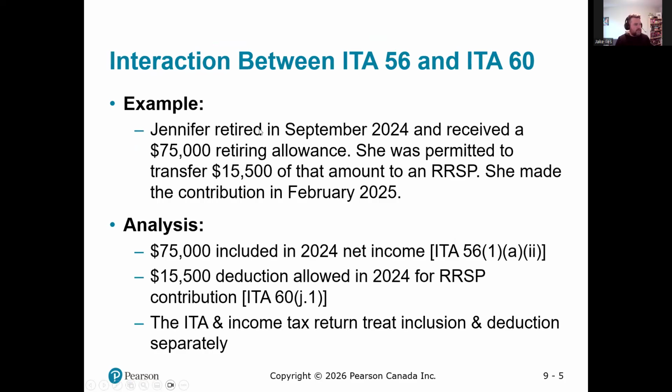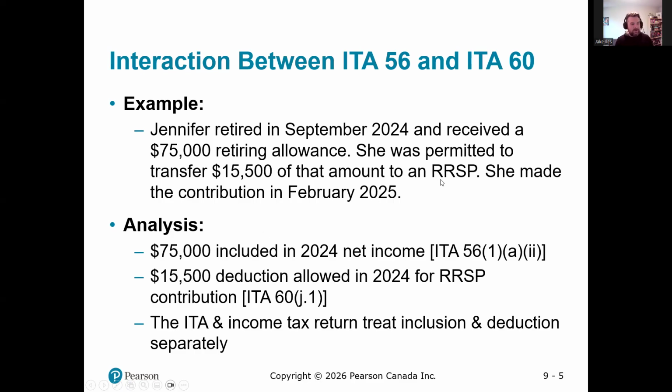So Jennifer retired in September 2024, received a $75,000 retiring allowance. She was permitted to transfer $15,500 of that amount to an RSP. She made the contribution in February of 2025. So in September 2024, $75,000 gets entirely included in income because of Tax Act Section 56. The $15,500 deduction is allowed because of Tax Act 60, where it identifies specific deductions.